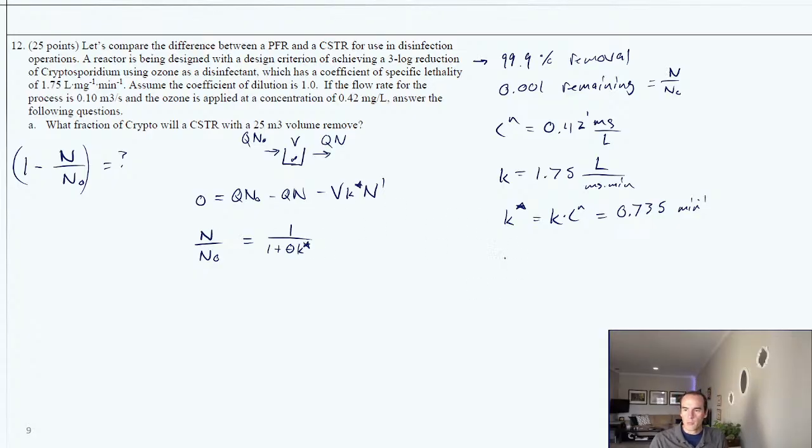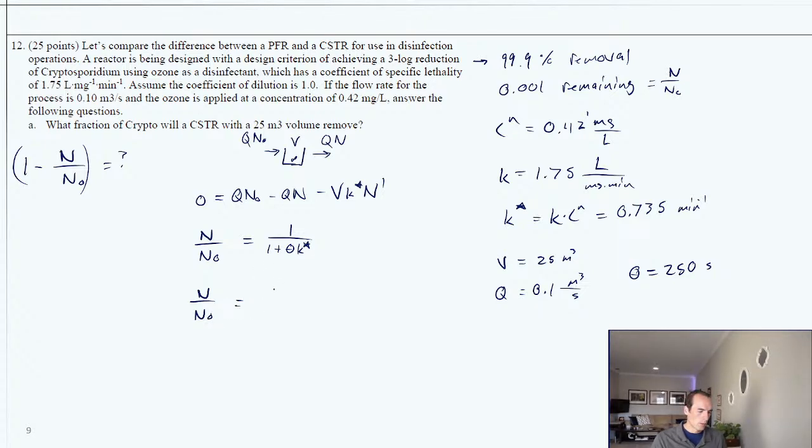With that, we also recognize that we have values for our volume. What we're testing here is 25 cubic meters, and our flow rate was given at 0.1 cubic meters per second. So that means our theta for this scenario, theta is simply V over Q, 250 seconds. So we now have everything to solve for the N over N naught.